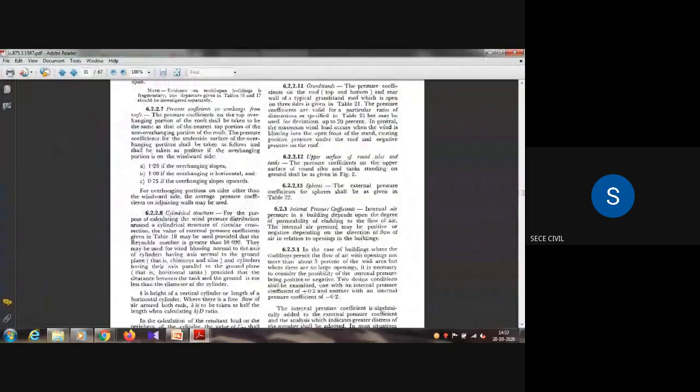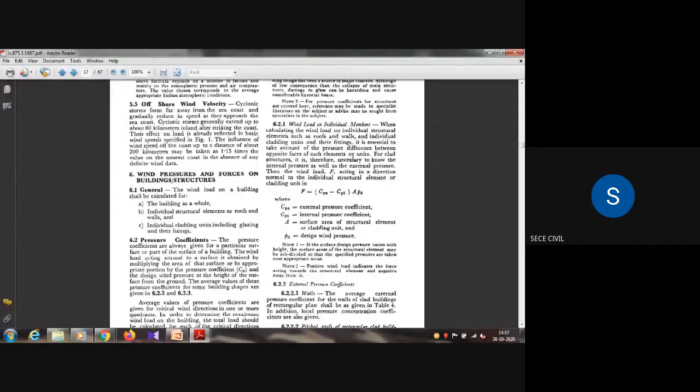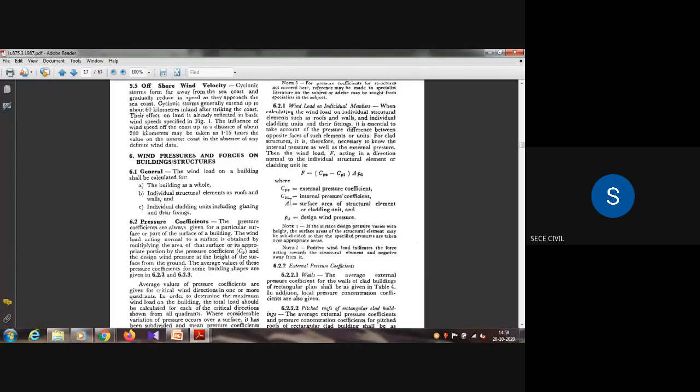As per clause 6.2.1 of IS 875 Part 3, wind load on individual members: the wind load F acting in the direction normal to the individual structural element or cladding unit is F = (CPE - CPI) × A × PD, where CPE is the external pressure coefficient, CPI is the internal pressure coefficient, A is the surface area of the structural element or cladding unit, and PD is the design wind pressure.